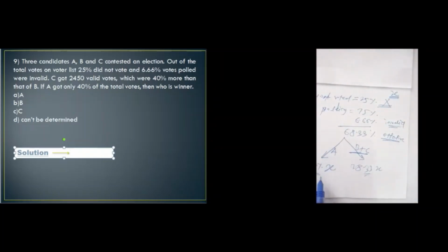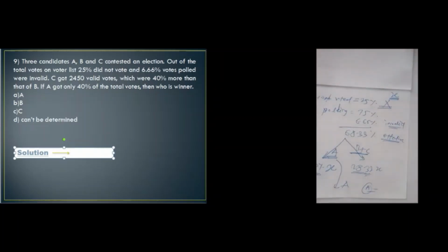So if we take the count, total 40% votes has been taken by A, and B and C combined have taken 28.33%. So this addition is lesser than the votes taken by A. So A is going to be the winner. So option A is the correct option.